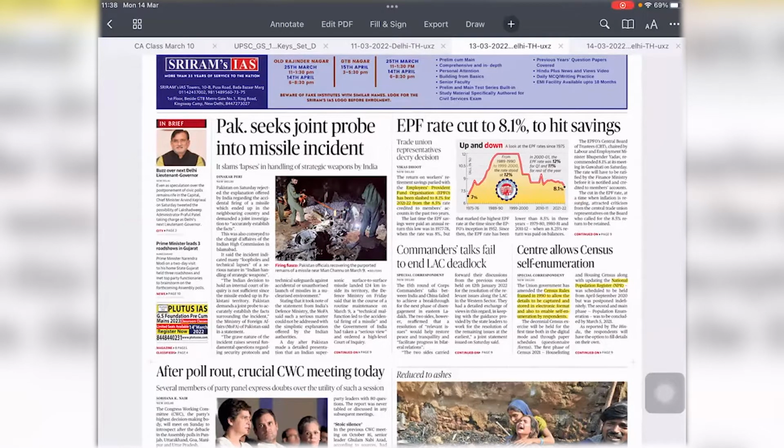Ever heard what is National Population Register? No? Yes. If yes, when, how, why? Srinivas? We haven't heard about it. Is it related to Citizenship Amendment Act? Yes, you are absolutely right.